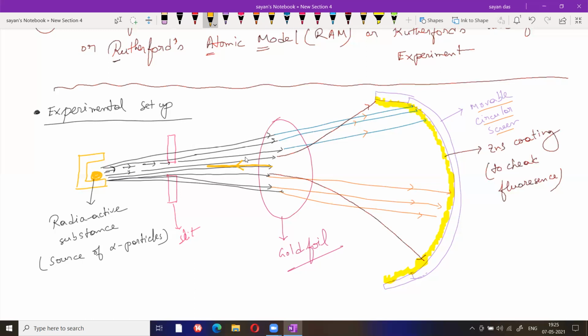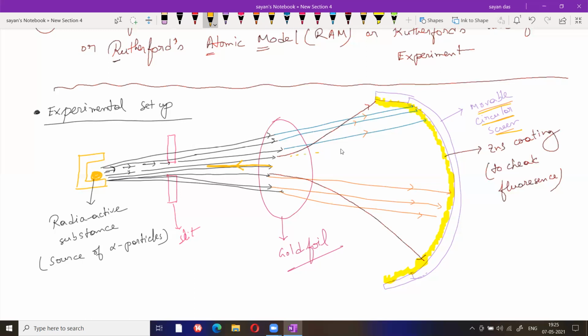Any doubt regarding the experimental setup and experiment? Tell me. Here basically the radioactive ray passes. Most of the rays pass through a straight line. Passes means most of the rays penetrate through the gold foil, pass through a straight line, and fall over the movable circular screen. Very few deviated an angle.